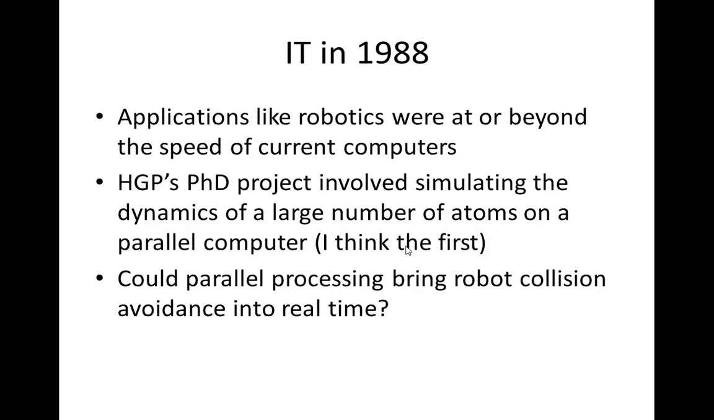So, interesting to view the state of information technology in 1988. Applications like robotics were at or beyond the speed of current computers. Henrik's PhD project involved simulating the dynamics of a large number of atoms on a parallel computer. I think that was the first recorded case of somebody doing that. And so we began to ask, could parallel processing bring robot collision avoidance into real time?